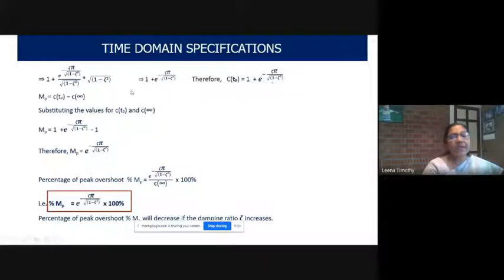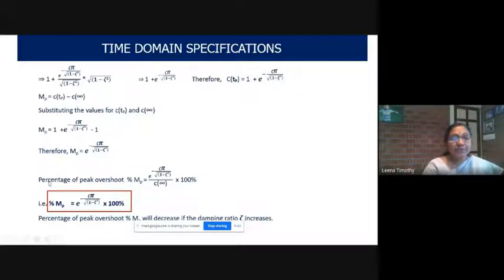And what is Mp? Mp is equal to the difference between the peak value and the final value. Final value is 1. So the peak value is obtained as 1 plus e raised to minus theta pi by root of 1 minus theta square, minus 1. Therefore, Mp is equal to e raised to minus theta pi by root of 1 minus theta square.